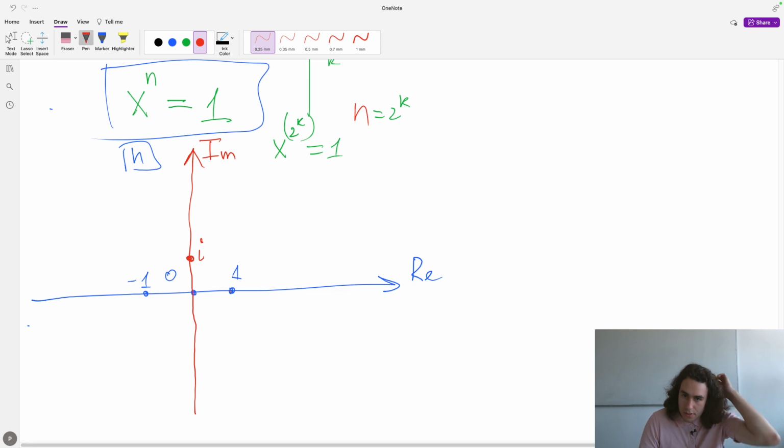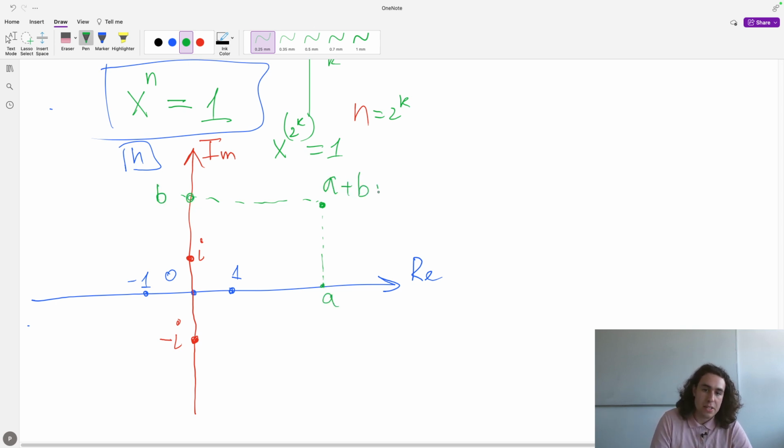The analog of the number 1 in the imaginary direction is just the number i, right? It's 1 away from 0, but in the perpendicular direction. And this will be -i. And then any number can be represented with its coordinates, right? It just has some real part a and imaginary part b. And then this number is a plus b times i.